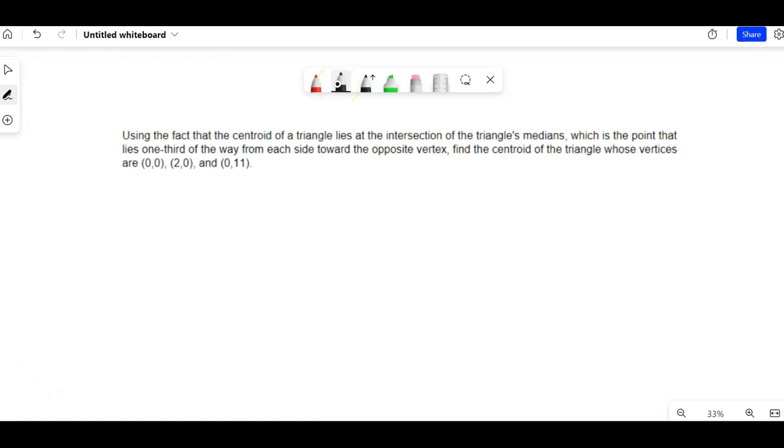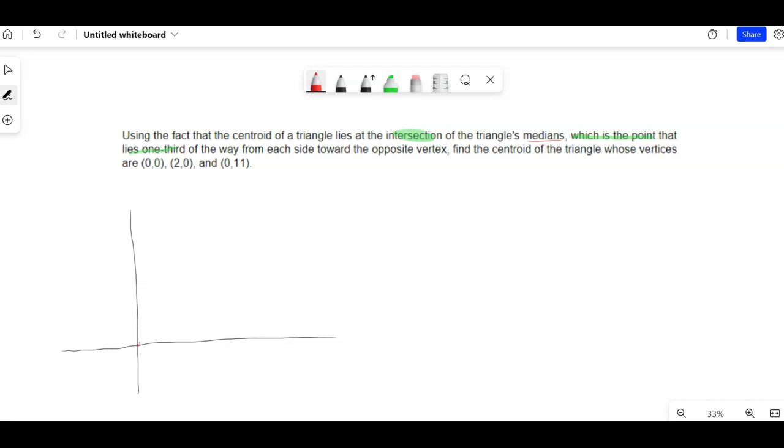All right, calculus class, let's look at this one. It's worded very poorly, in my opinion. When they say, which is the point that lies one third, they're talking about the intersection. They're not talking about the medians. Medians are halfway. So let me show you what this question means.